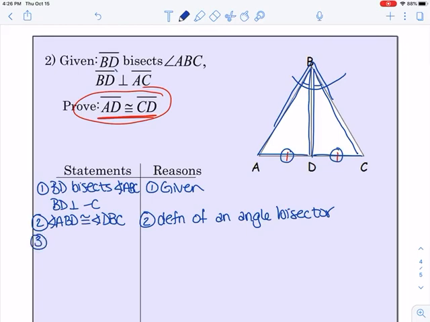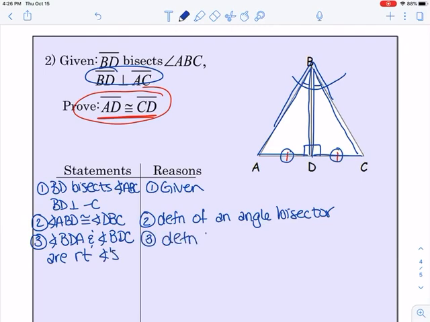Let's use our other piece of given. BD is perpendicular to AC. If BD is perpendicular to AC, that means I'm going to have two right angles there. Okay, so the next thing I'm going to say is that I have my right angles because of perpendicular lines. So I'm going to say that angle BDA and angle BDC are right angles. And that's because of the definition of perpendicular lines.